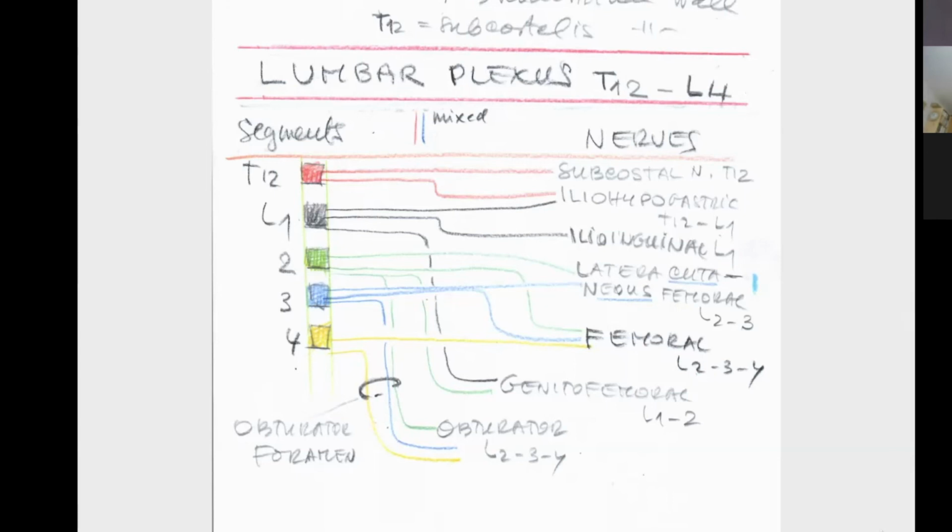So using different colors, starting from the left column of different segments from T12 to L4, we then go through the colored lines to the nerves. And simply, if you remember the segmental innervation of the nerves, like the subcostal has T12, which is logical, it must be red, but also the iliohypogastric, innervating the inferior portion of the abdominal cavity, has the segment T12, and also the black one, L1. L1 has also the following ilioinguinal nerve, segment L1.